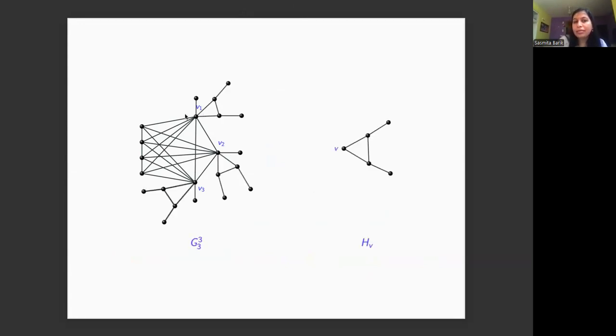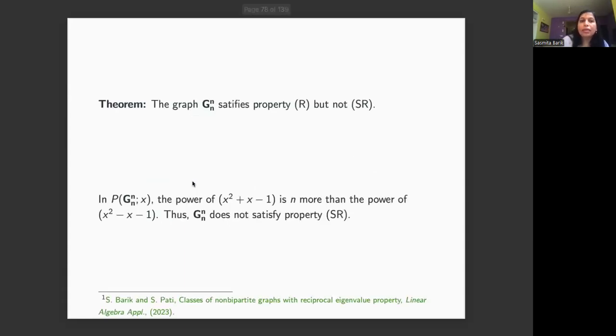This graph, let's say this is G33, because I started with a complete graph, and for each one I am adding one copy. This will also satisfy property R. You can add more copies here, and it will still satisfy property R, but it will not satisfy property SR. Because the power of the factor x square plus x minus 1 will be more than the other factor. So this construction will give you graphs which satisfy property R, but not SR.